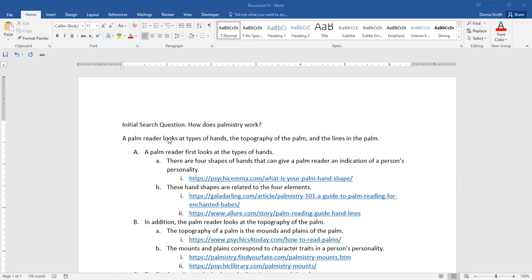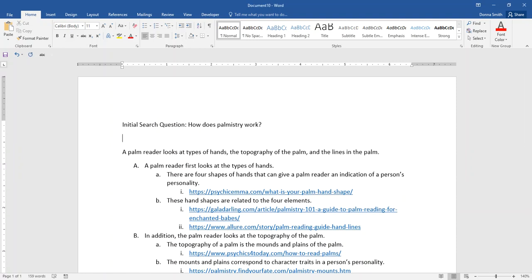So my initial search question was, how does palmistry work? And the more I got into it, the more I realized that that's really not what I'm interested in. And so I changed my search question midstream to this. What does a palm reader look for when reading a palm?